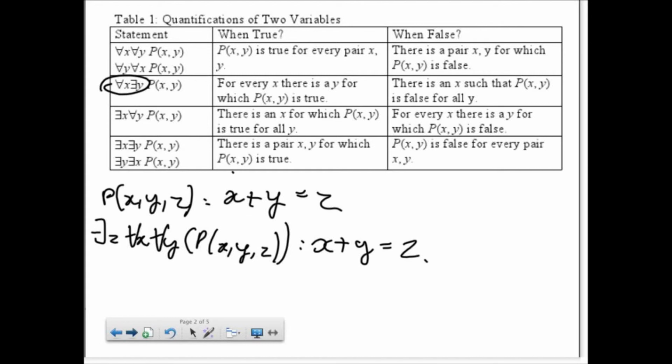After this we can move on to negated quantifiers and the negation of nested quantifiers. So here we can see the basic rules when it comes to negating quantifiers. If you start off with an existential quantifier, you can negate it to a universal, and vice versa.